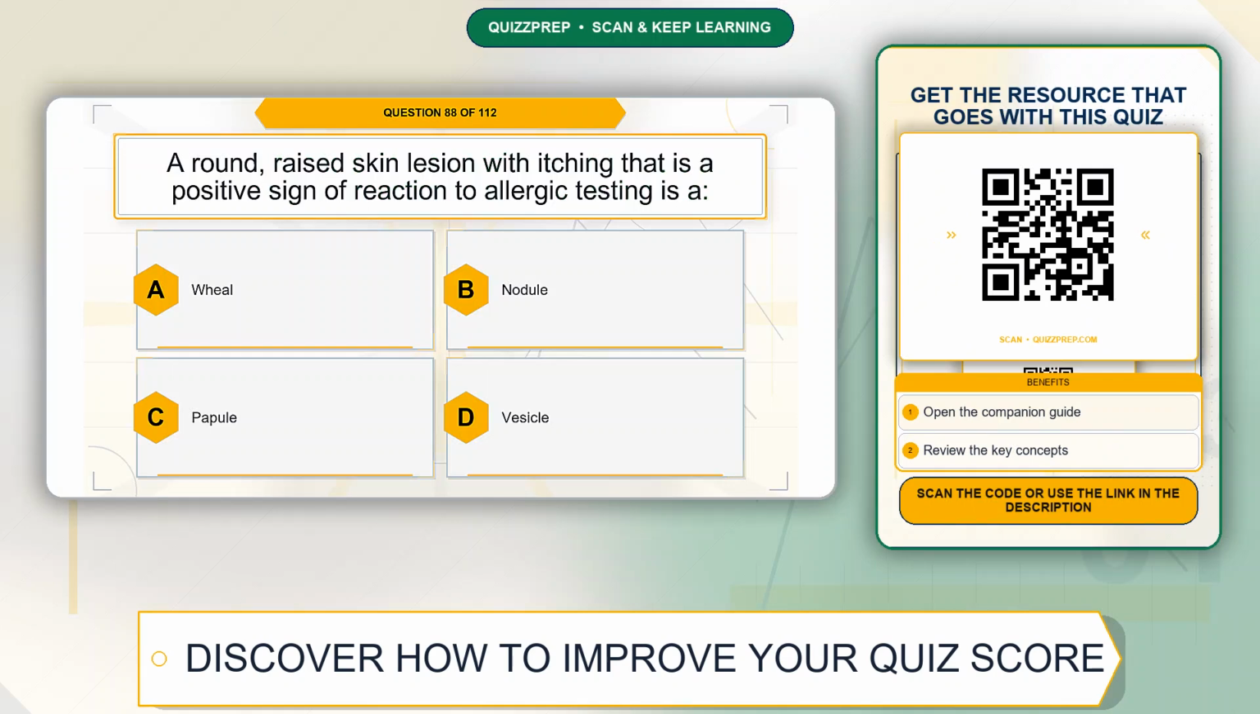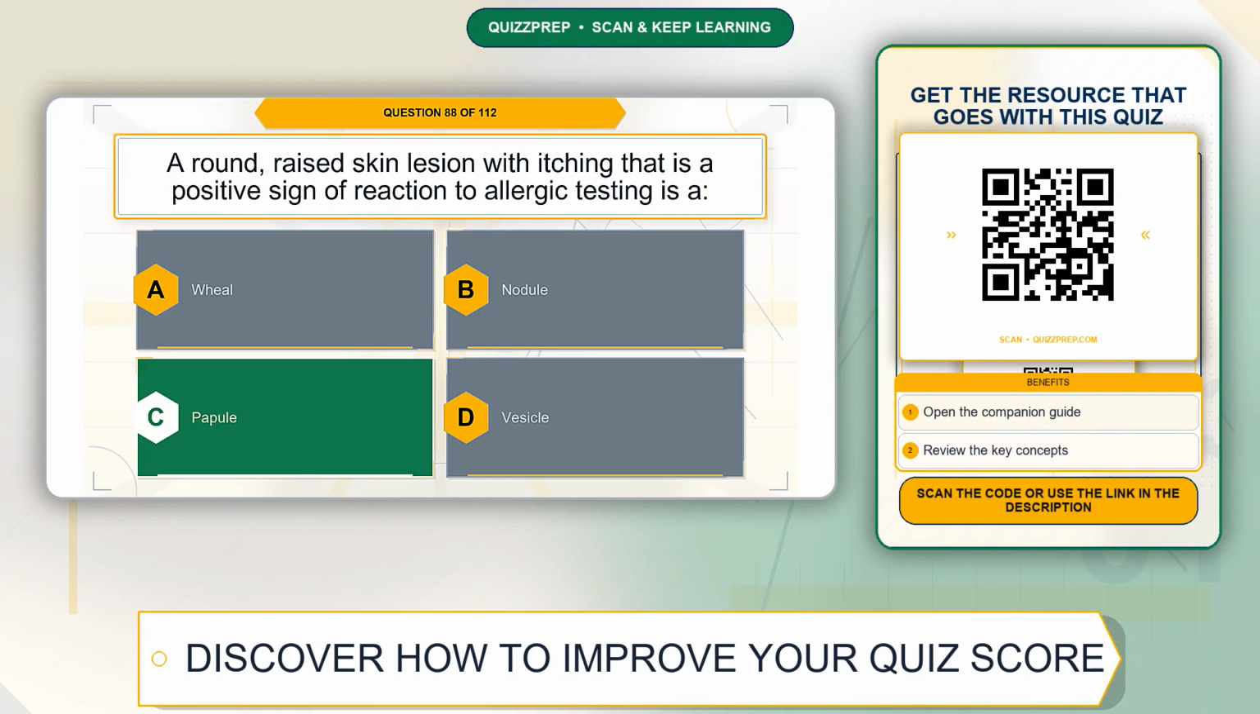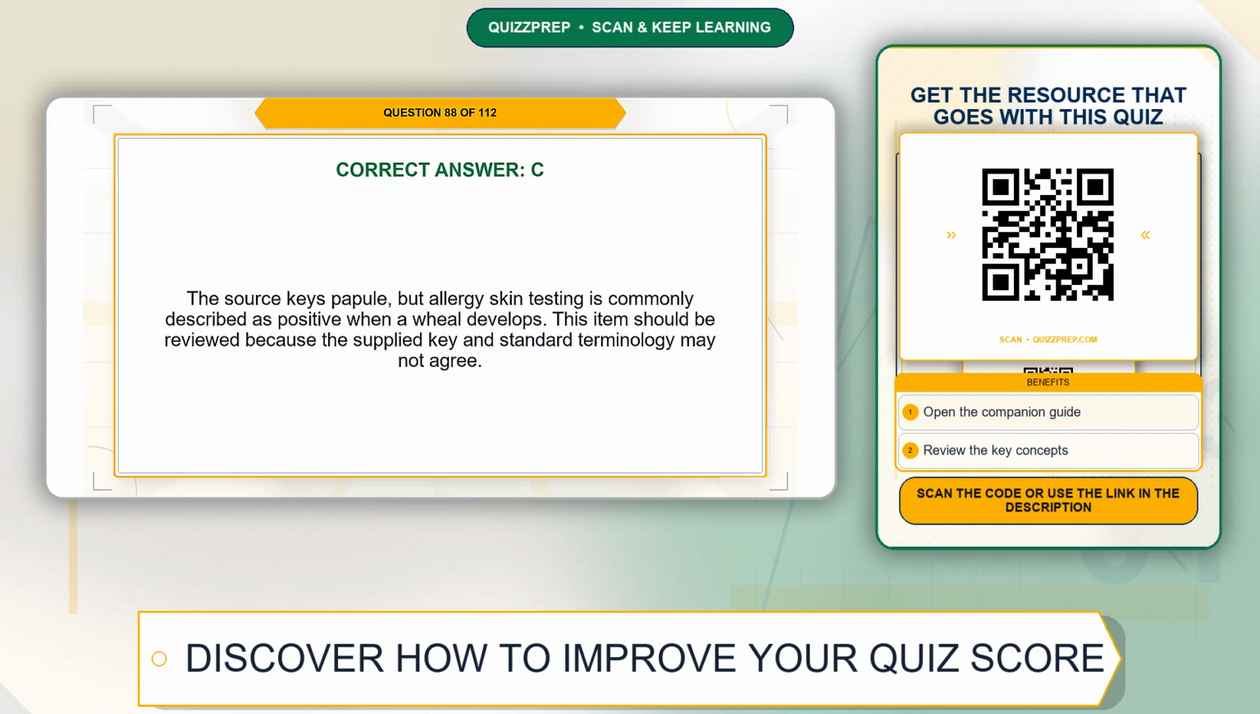Question 88. A round, raised skin lesion with itching that is a positive sign of reaction to allergic testing is: option A, wheal. Option B, nodule. Option C, papule. Option D, vesicle. The correct answer is option C, papule. Explanation. The source keys papule, but allergy skin testing is commonly described as positive when a wheal develops. This item should be reviewed because the supplied key and standard terminology may not agree.